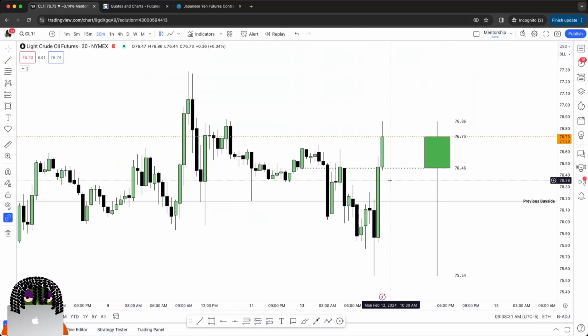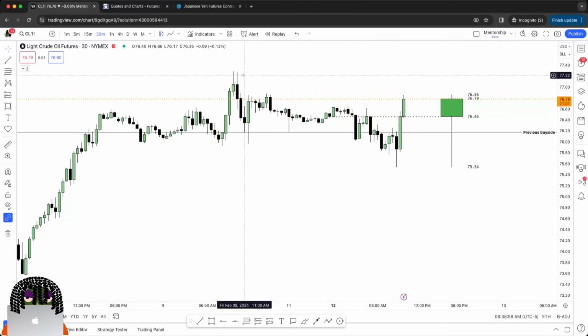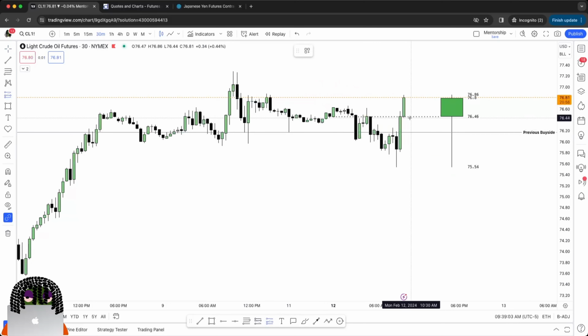You see this zone right here? See, it took liquidity. These are liquidity right here. Took liquidity and then expanded up. Market structure shift right here. So if I was to enter, it would be somewhere here, or you have the order block right here. And then this would be the target. So it'll look like this.